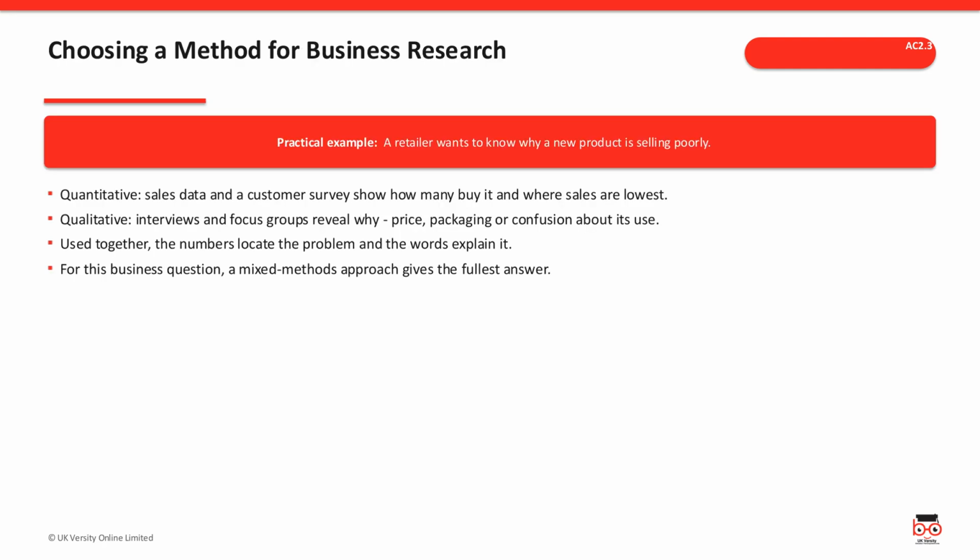Take a retailer puzzled by a new product that's selling poorly. The quantitative side, sales data and a customer survey, shows how many people buy it and where sales are weakest. The qualitative side, interviews and focus groups, reveals why, perhaps the price, the packaging, or confusion about what the product even does. Put together, the numbers locate the problem and the words explain it, which is why a mixed methods approach gives the fullest answer here.